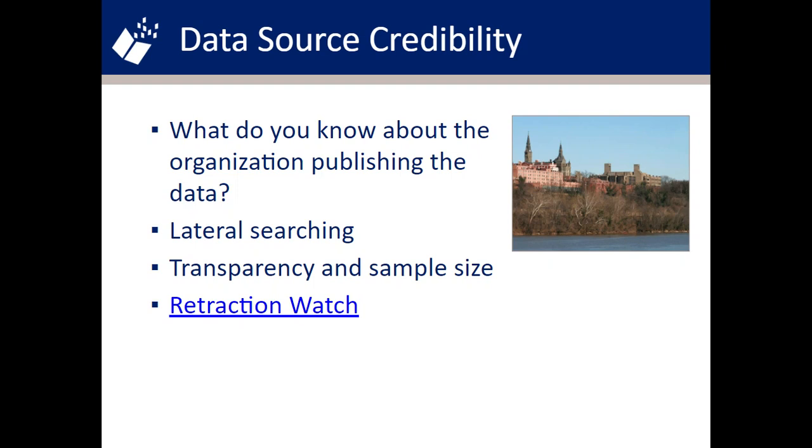Another good thing to try, and this applies to doing any type of source evaluation, is what we call lateral searching, which is basically checking other sources to see if you can verify this data elsewhere. It's also important to look at how transparent the organization publishing the data is about their data collection method and how they define their variables. Over what period of time did they collect the data? How big is the sample size?